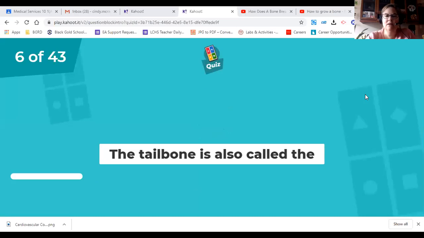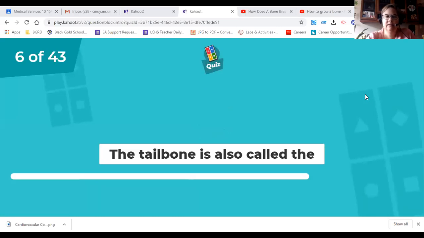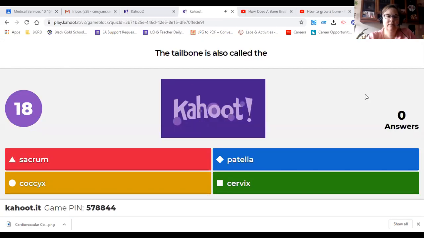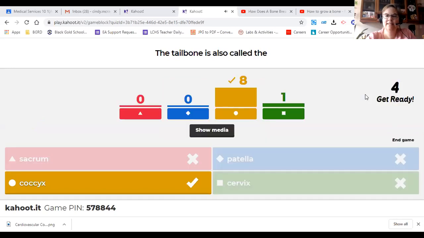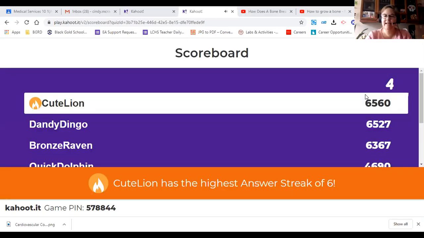Tailbone is also called the sacrum, coccyx, patella, cervix. Ooh, the coccyx. Coccyx is our tailbone. That's one to remember. Cute Lion, answer streak of 6.